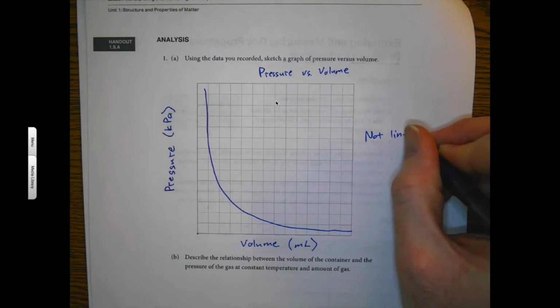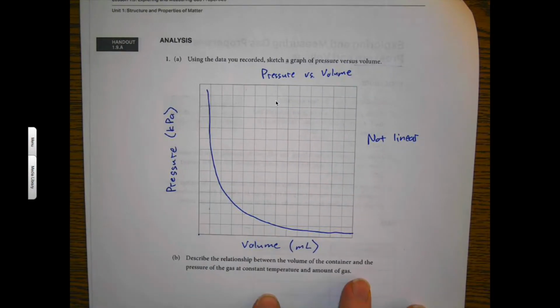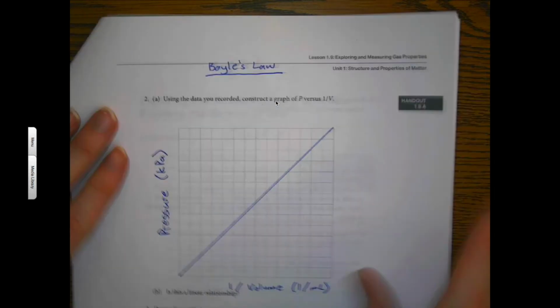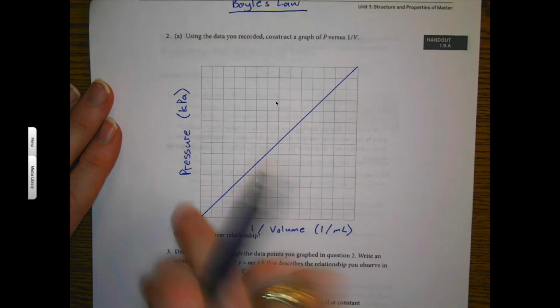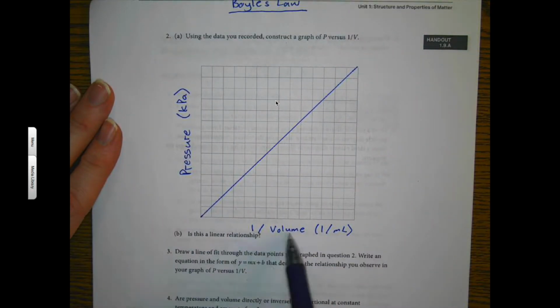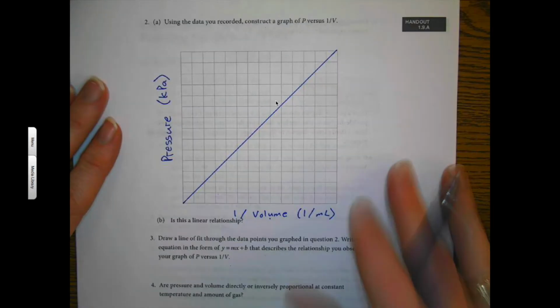So we can manipulate our data to make it linear. Watch me do this. If we simply take 1 divided by the volume and put it on the x-axis, this is what we're going to get. If we put pressure on the y-axis and 1 divided by the volume on the x-axis, then we get a straight line. So check that out.